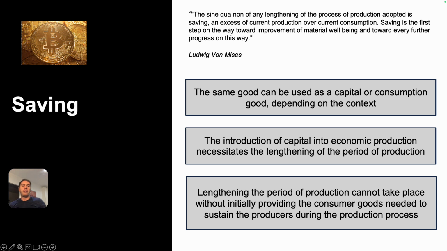The introduction of capital into economic production necessitates the lengthening of the period of production, and this is a very important topic. When a capital good is involved, man needs to produce the capital good and then use it to produce the consumer good. By adding an intermediate stage of capital production, the process of production from start to finish becomes longer. Then arises the question: why spend hours on a capital good, for example building a fishing rod, when you can just fish directly with your hands in less time?